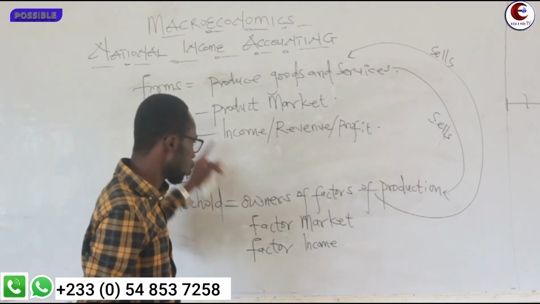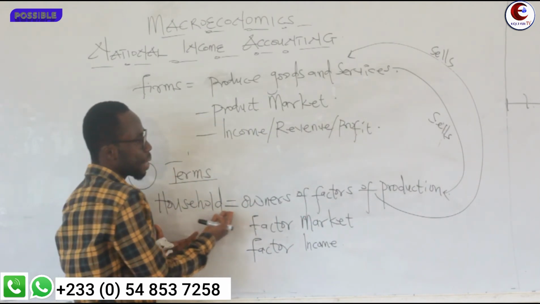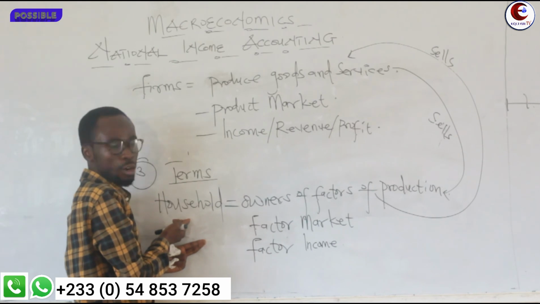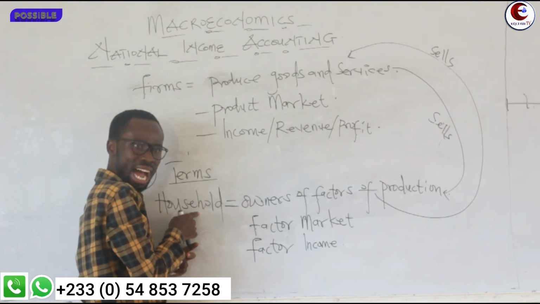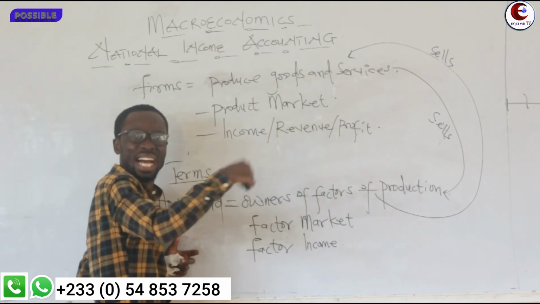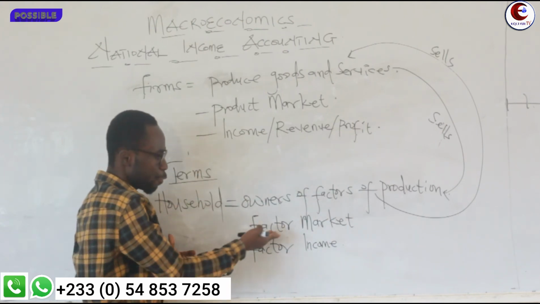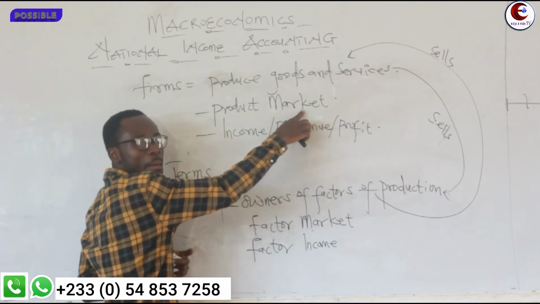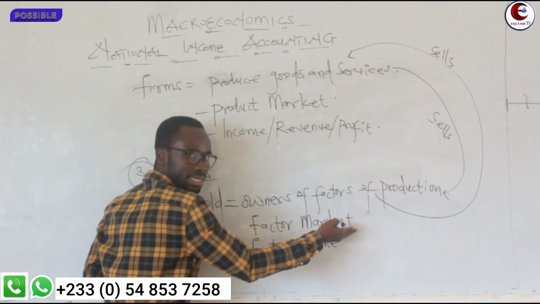Now conclusively, look at it. So it means that the households are buying goods and services. The households are buying goods and services from a market called product market. So household buys the goods and services from product markets. But households sell their factors of production on the market called factor markets. They buy the goods and services on product markets, but they sell the factors of production on factor markets.